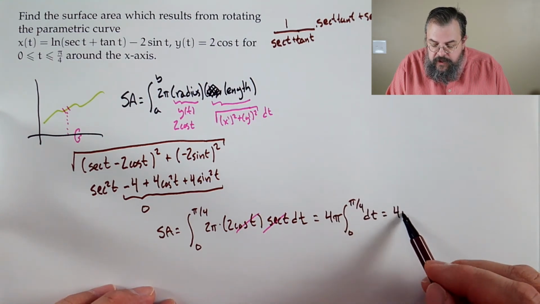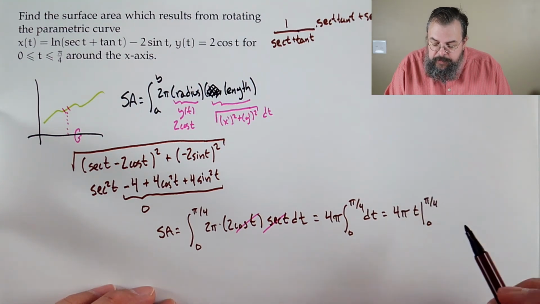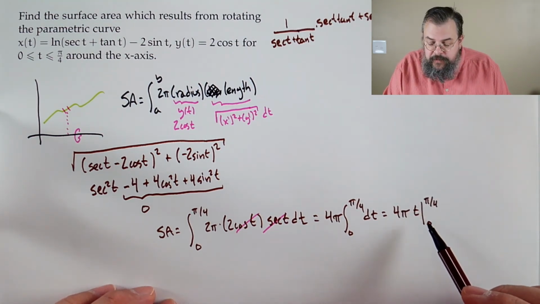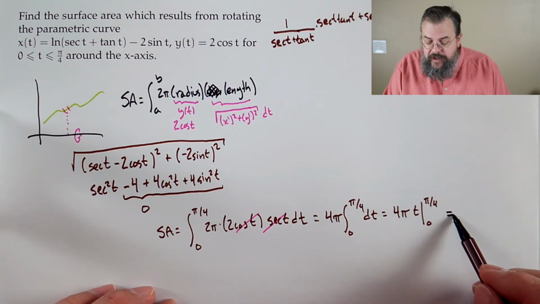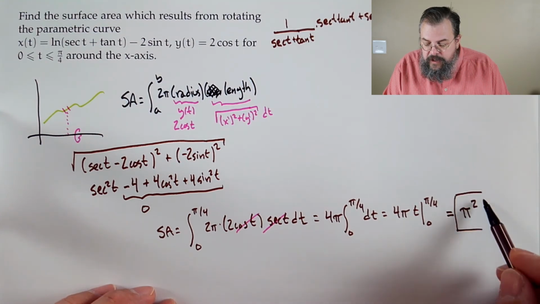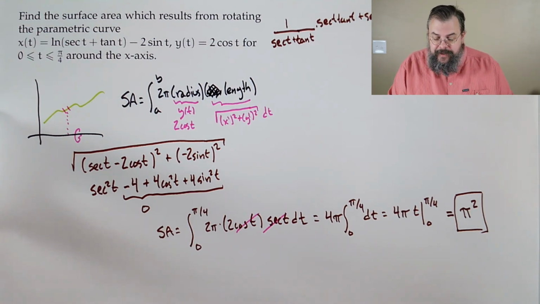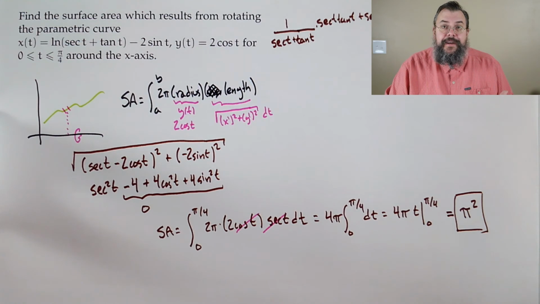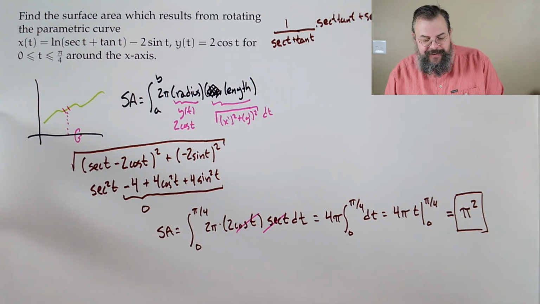Easy, beautiful. So 4 pi t, evaluated from 0 to pi over 4. When you plug in 0, you get 0. You plug in pi over 4: 4 pi times pi over 4, the 4's cancel, and we're left with pi squared. That's it. That's the answer. What a great and beautiful answer. You wouldn't think it would work out so cleanly, and then it works out cleanly. Life is good.